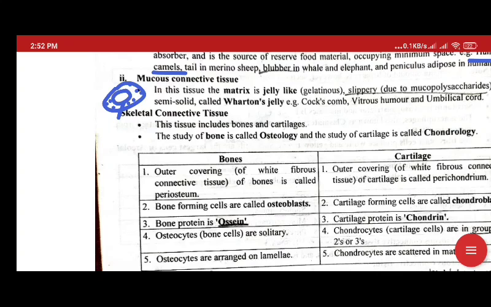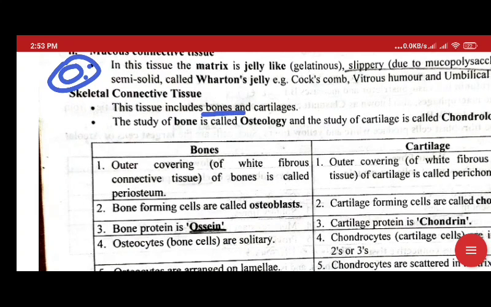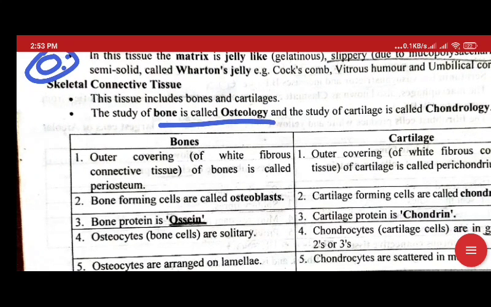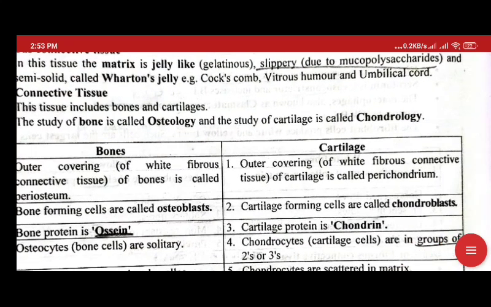Now next is skeletal connective tissue. In this skeletal connective tissue we have two types, as we have already seen in our chart. That is bone and cartilage. The study of bone is called osteology. Previously also we have told where O comes, that is bone. And cartilage is chondrology, that also I have told.